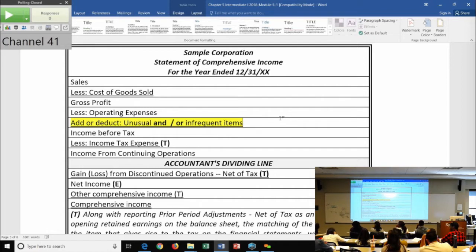Computer? Operating expenses? What's that? Is it okay if I can just take notes on it today? I don't have my... Okay. Usually I have it on my notebook here. Right.